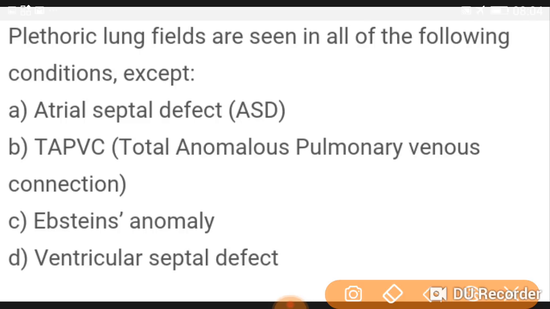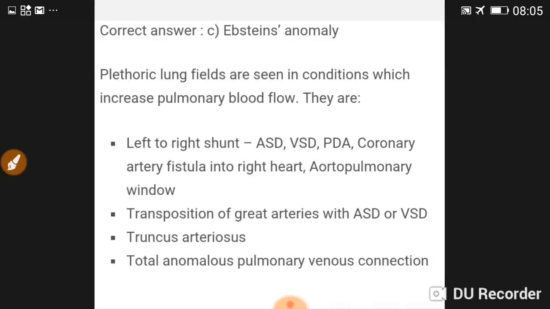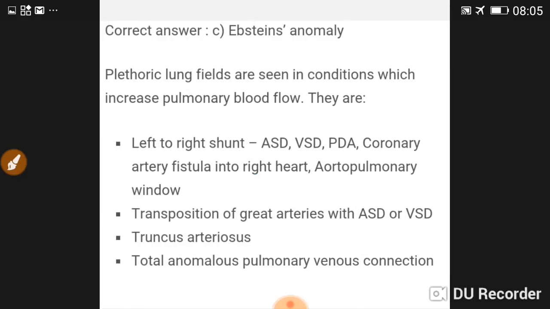Plethoric lung fields are seen in all of the following conditions except in Ebstein anomaly. This plethoric lung field condition is seen in left to right shunts. Atrial septal defect, left pressure is more so it moves toward the right. Total anomalous pulmonary venous connection also the same. Ventricular septal defect also the same. So Ebstein anomaly is not the same.